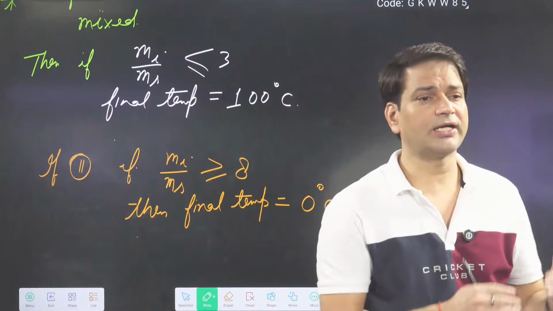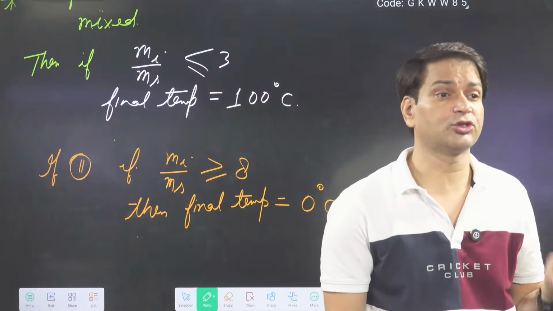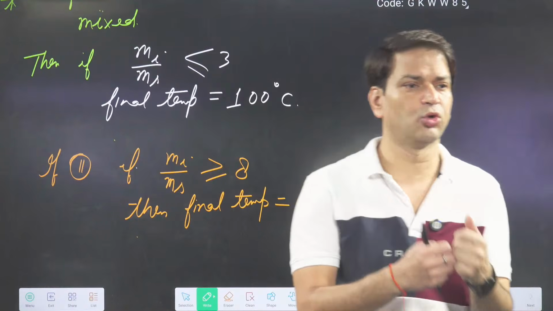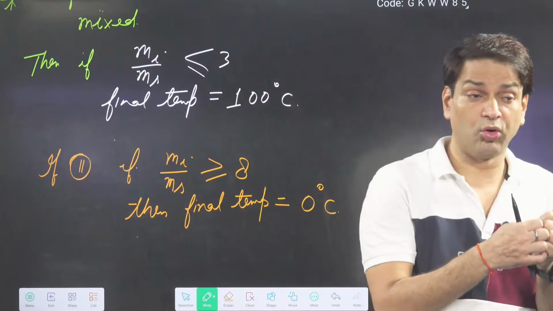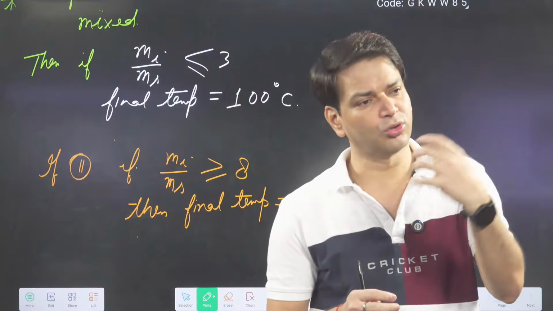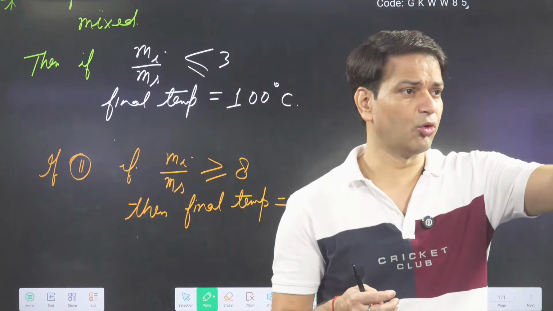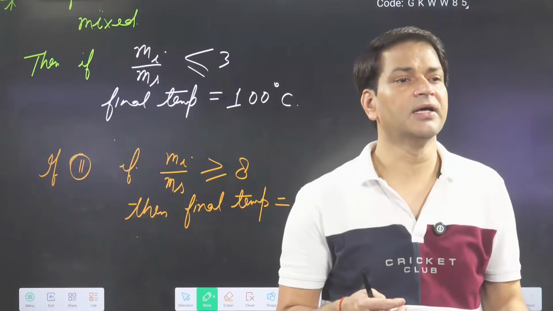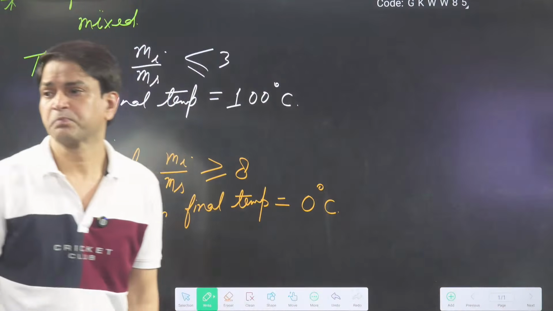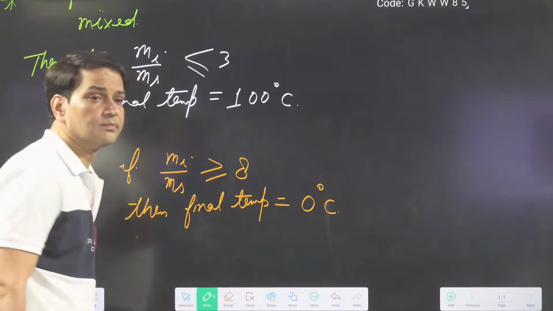Now by this inequality you can see, if the ratio is between 3 to 8, it means the final temperature will be between 0 to 100. It means the whole steam will get condensed, the whole ice will convert into water, and the temperature will be between 0 to 100. Like if I am getting the ratio 4, it is more than 3 and less than 8. It means the final temperature will be between 0 to 100. Okay. Tell fast. Everybody got?